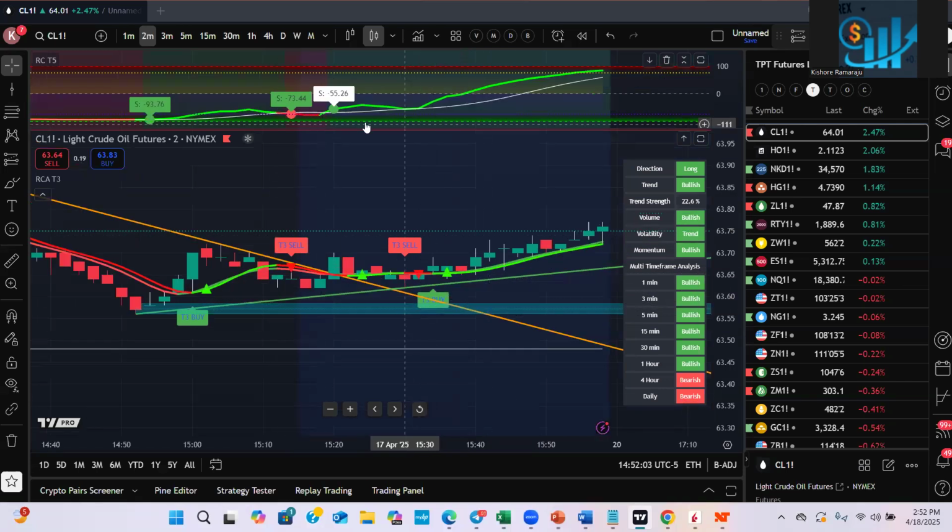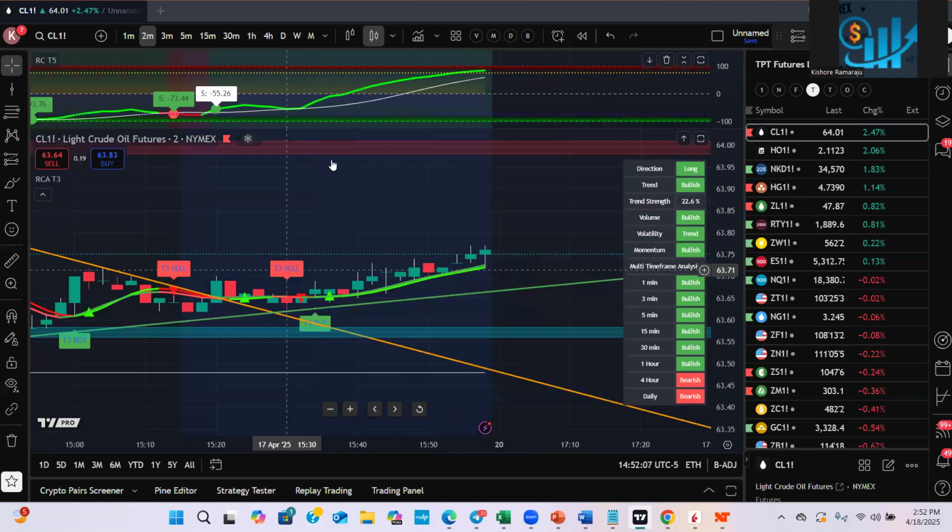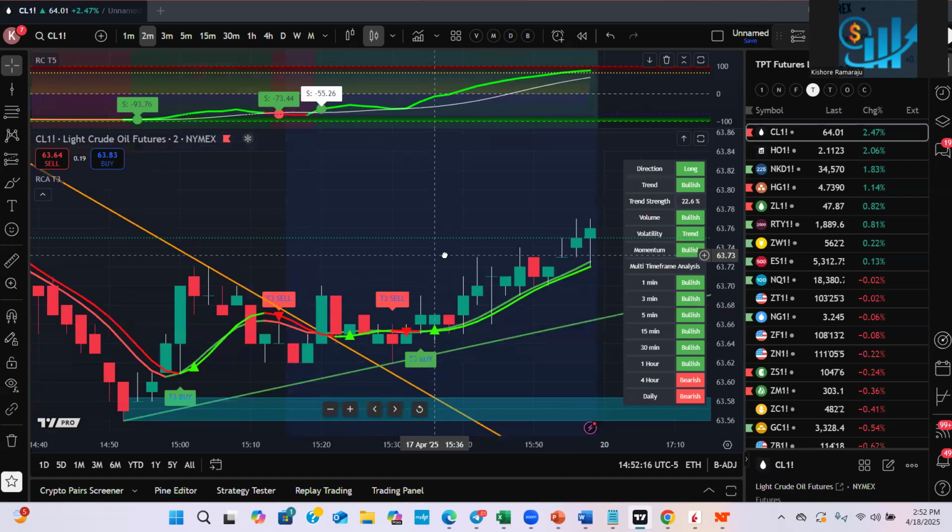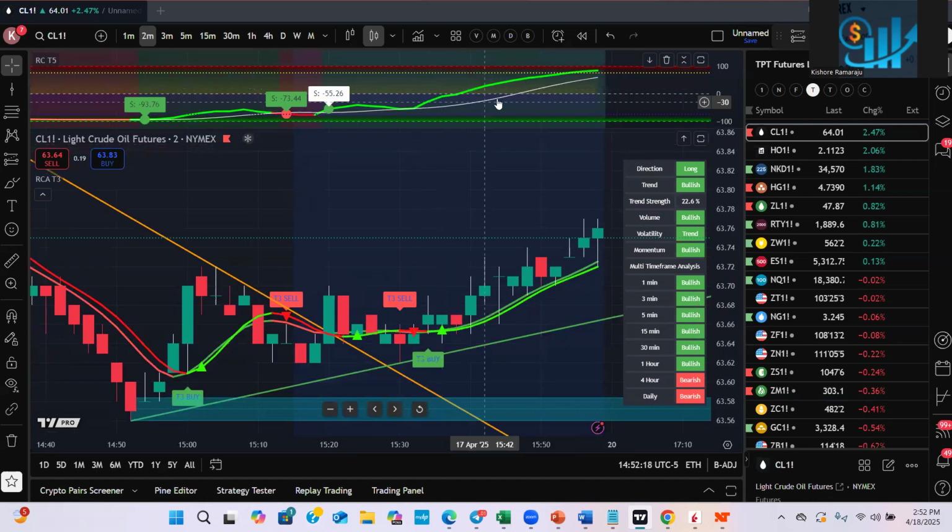Here it also started green, so you only take the buy signals. You see a nice green gap and it is close to the support, so you try to take a buy signal. If you want to take very, very low risk, then in the evening time between 5 p.m. to 9 p.m., the volatility will be very less.